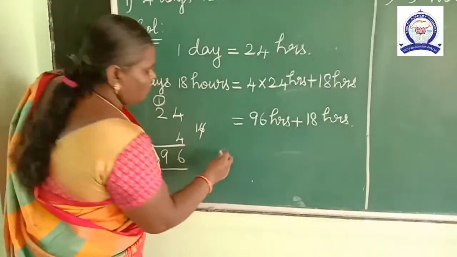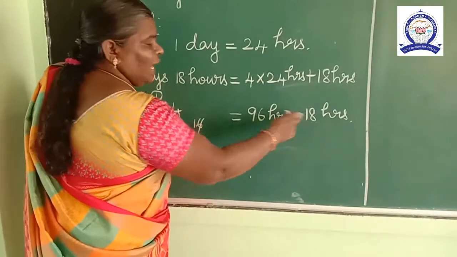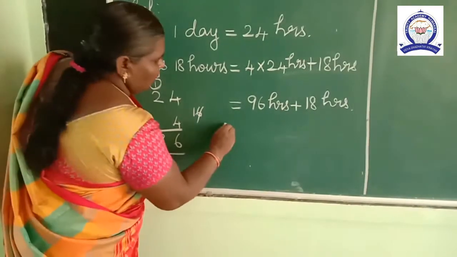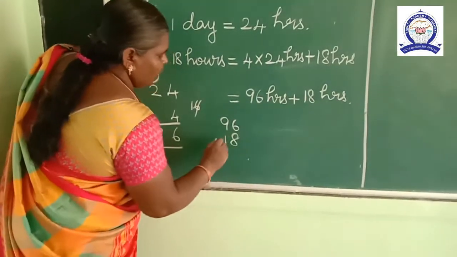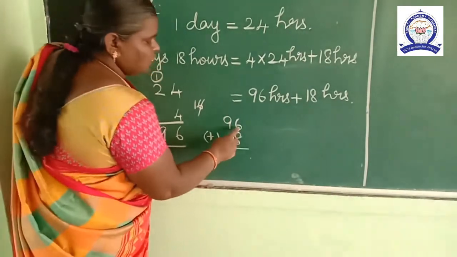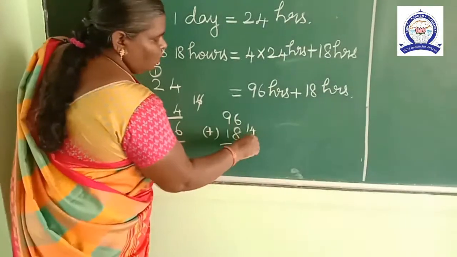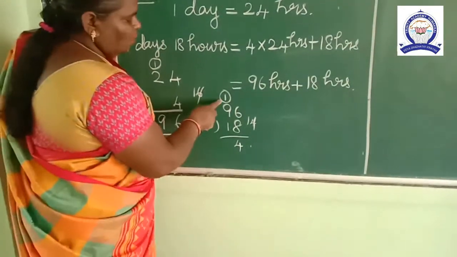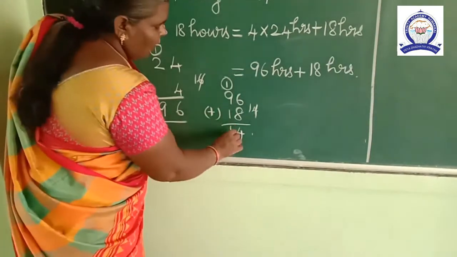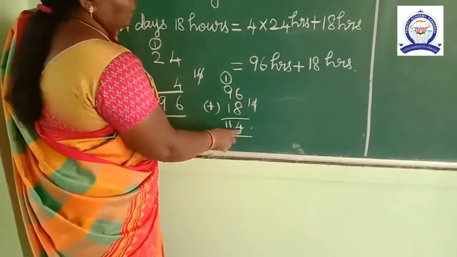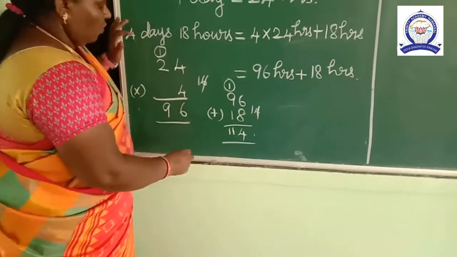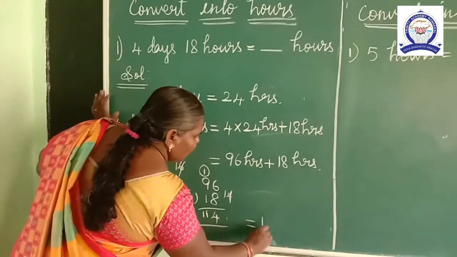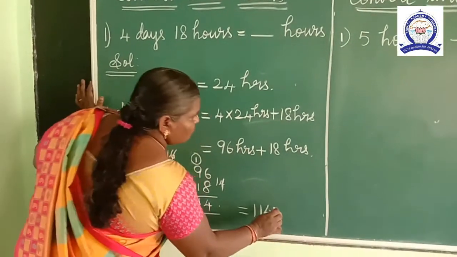Now you add. In column wise, you add, you write 1 by 1. 96, 18. 6 plus 8, 14. You write 4 only in 1's place. 1 is carrying over in 10's place. 1 plus 9, 10. 10 plus 1, 11. You get the answer 114. Therefore, we get the answer 4 days, 18 hours equal to 114 hours.